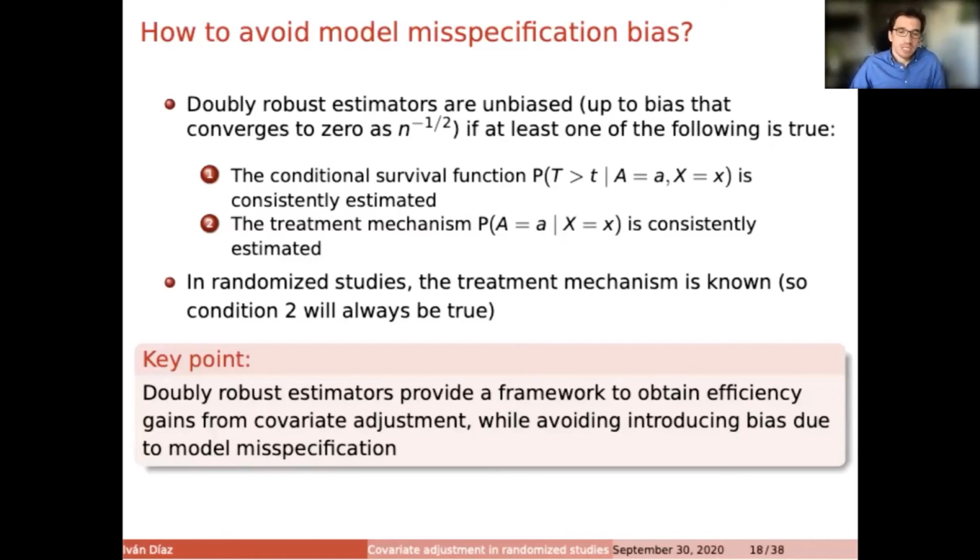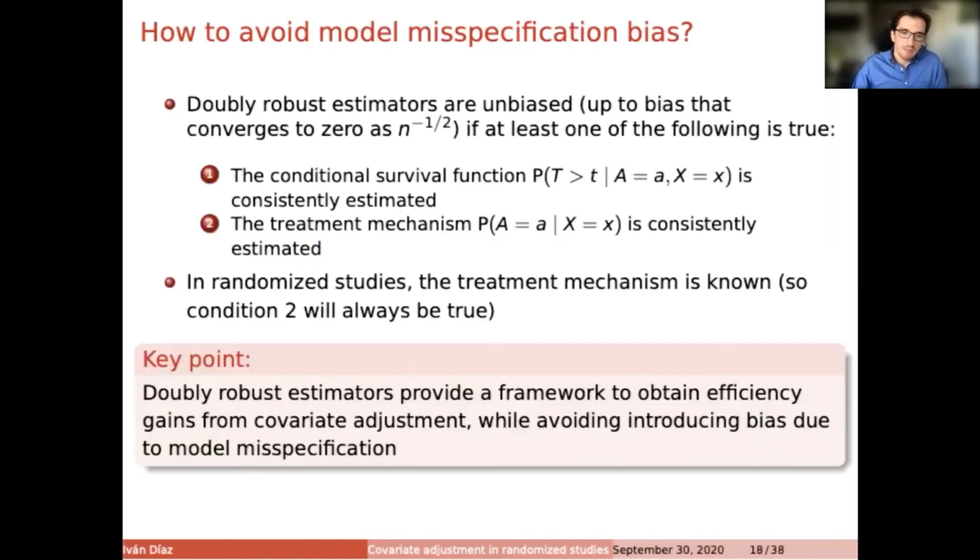The key point here is that doubly robust estimation provides a framework to obtain efficiency gains from covariate adjustment while avoiding introducing bias due to model misspecification. So you can actually use your Cox model now, as long as you're using it in the context of a doubly robust estimator, so that we don't introduce model misspecification bias.